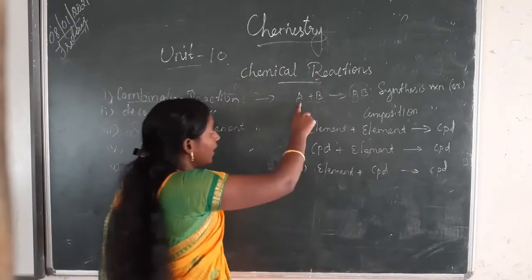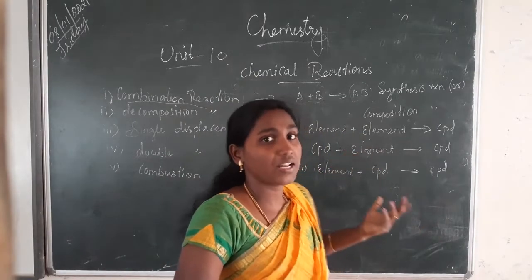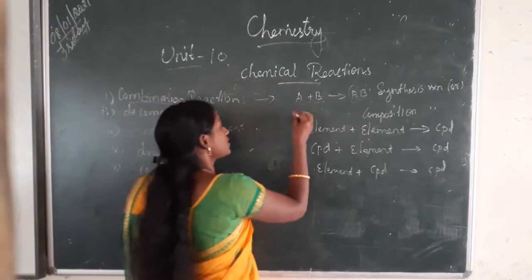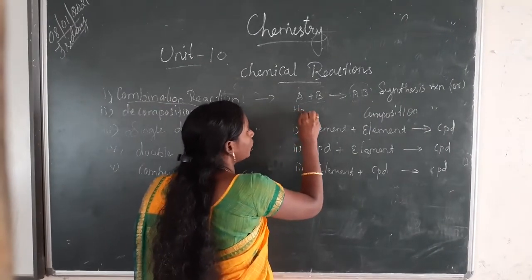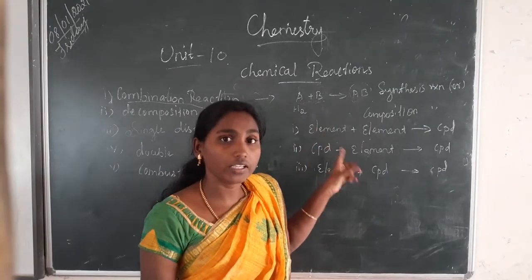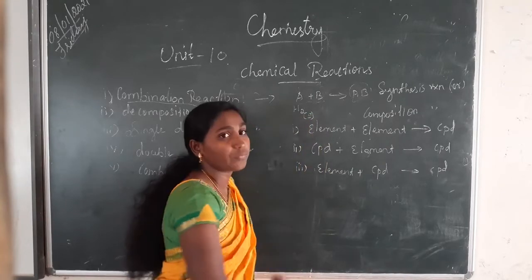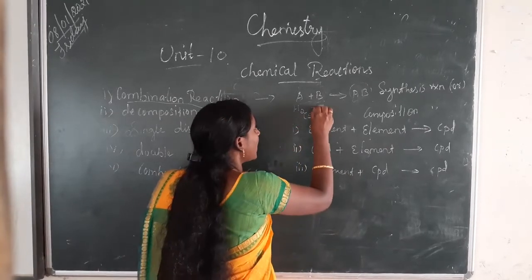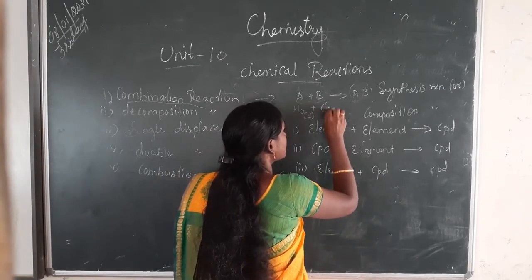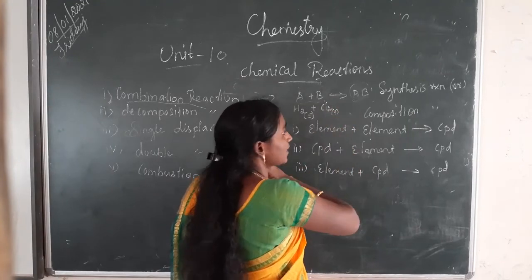So here, instead of this A plus B, we can use some chemicals. For this A we can use H2. H2 means hydrogen. Is this a gas or a liquid? It is a gas, right? So you should mention (g). So H2 plus B, we can take chlorine, Cl2. This is also a gas, right?